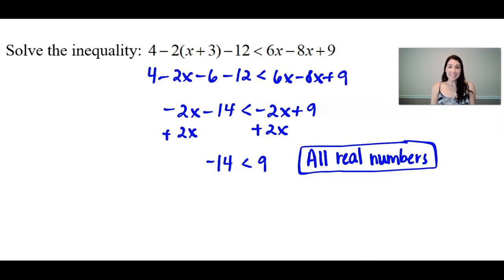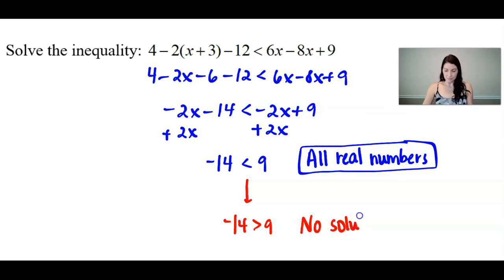Now, what instead if this had been -14 is greater than 9? What if that's how the problem ended? Again, my variables eliminated, so I would ask myself, is -14 greater than 9? And the answer is, it is not. So if you get a situation where your variables eliminate and you get a false statement, your answer would be no solution.